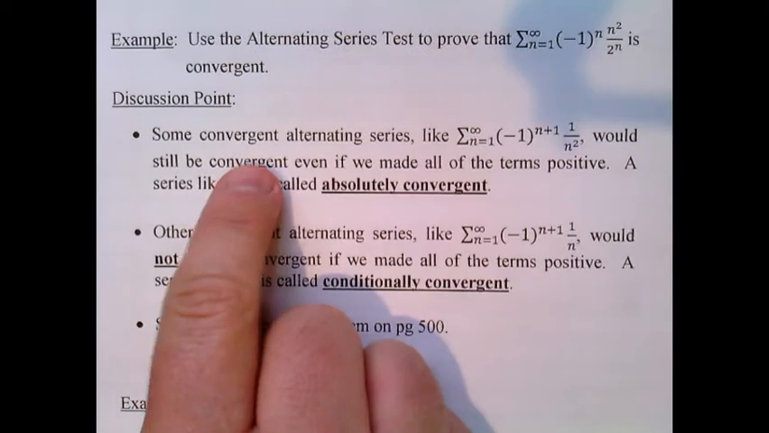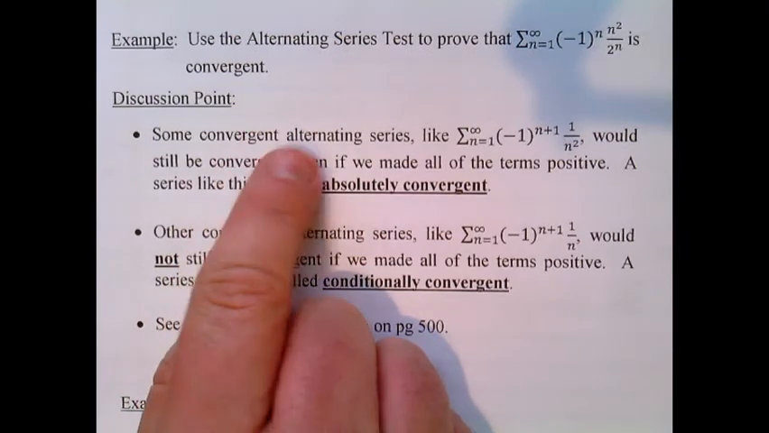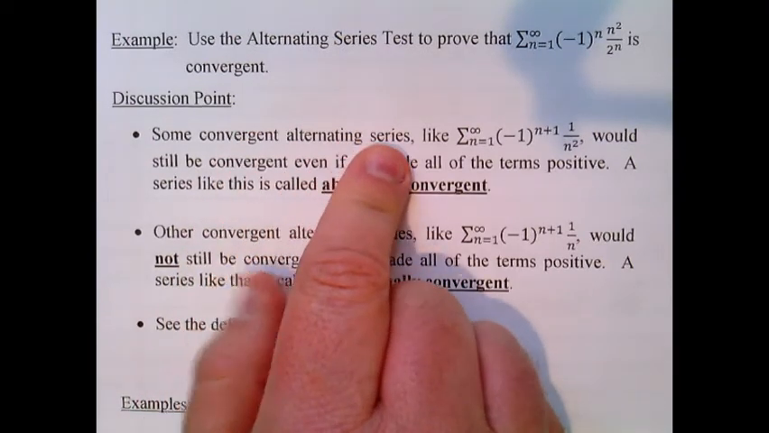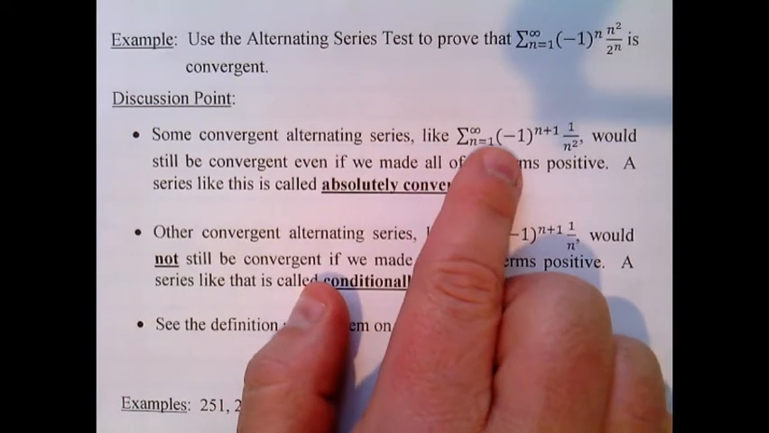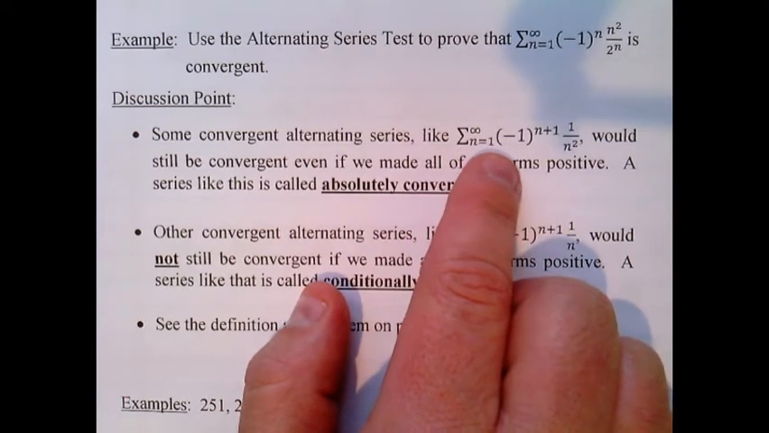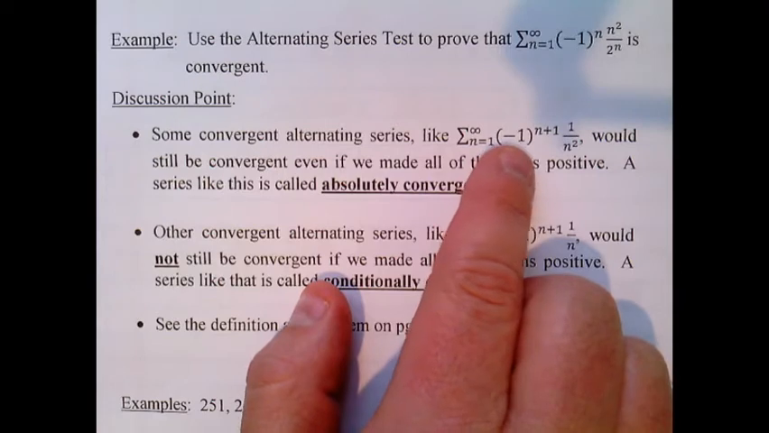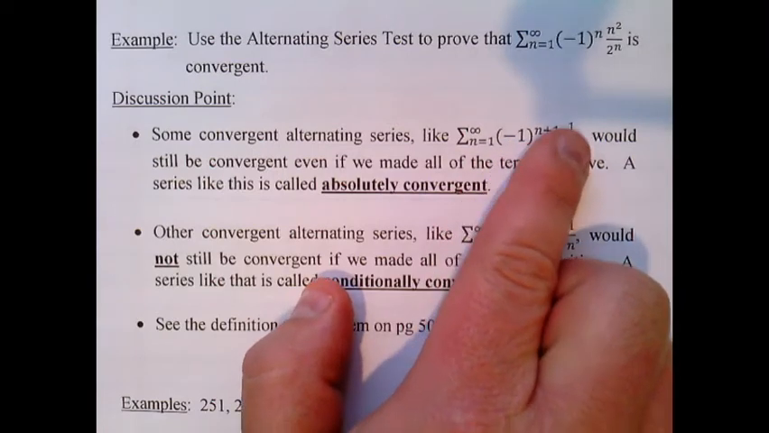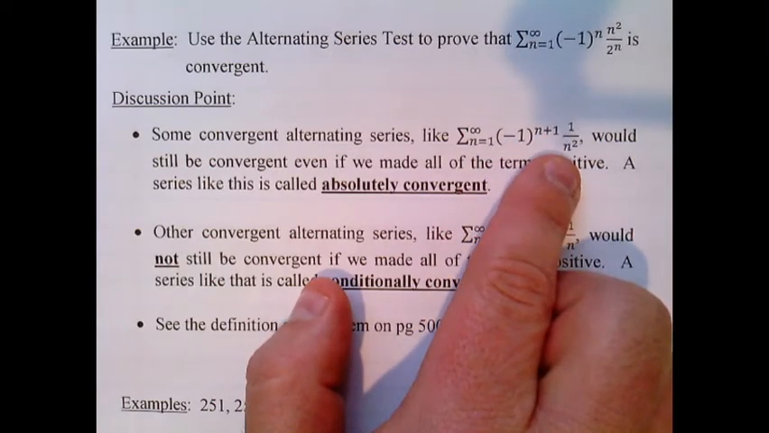Okay, so notice that we have some convergent alternating series. So here's an example. Let's say that it was an alternating series that looked like the nth term was negative 1 to the n plus 1 times 1 over n squared.